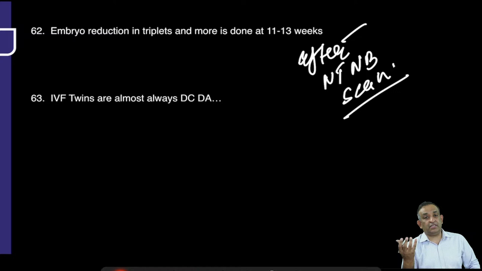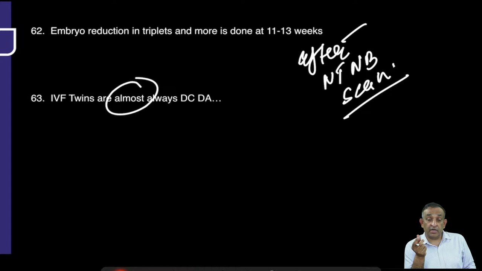IVF twins are almost always dichorionic diamniotic. If I'm putting two embryos, they're two different embryos, they'll implant, and they are dichorionic, diamniotic. But please, that's why I said almost. Sometimes you put two embryos, only one implants. That one can split before 3 days and implant, or it can split 3 days to 8 days also. So when it splits before 3 days, it'll again give you dichorionic, diamniotic. But if it splits from 3 days to 8 days, it'll give you monochorionic, diamniotic. So this can also happen. Splitting of a single embryo can happen even in IVF, but that's rare. Most twins with IVF are dichorionic and diamniotic.